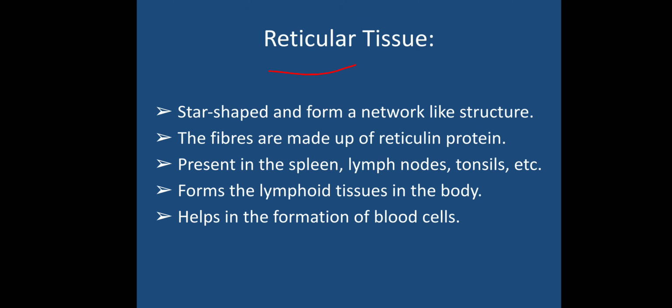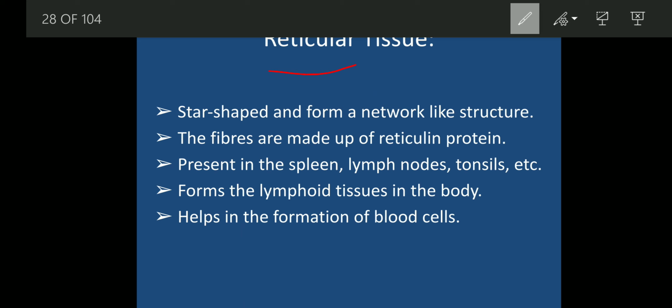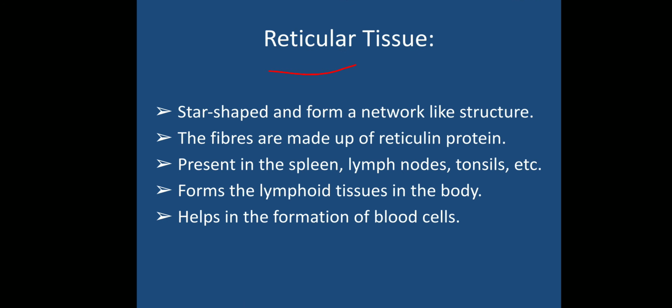So we have seen different types of fibers. In the case of areolar tissue, they were the collagen fiber and the elastin fiber, that is the white fiber and the yellow fiber. Now here the reticular protein is responsible for formation of fiber. Present in spleen, lymph nodes, tonsils, etc. These are organs associated with the lymphatic system, forming the lymphoid tissues of the body, and help in the formation of blood cells as well. We'll see how blood is formed in different chapters, where we'll study this in detail.